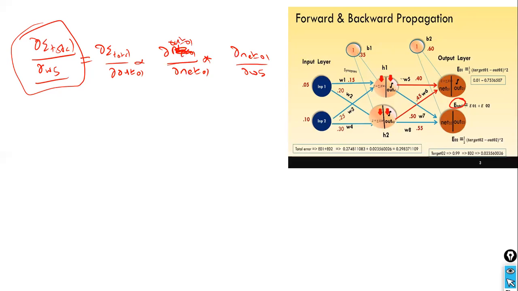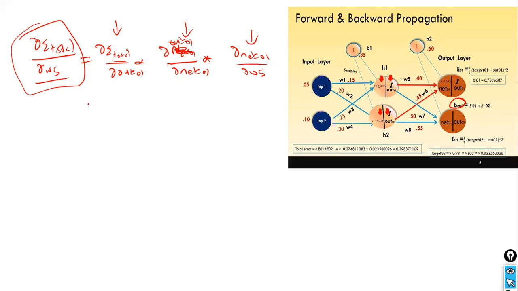Now let us work on each and every derivative here. This composite derivative can be written like this, to know how much change in W5 can affect the error. To know that, we have to use this composite function. We cannot directly compute this one. We need to take the partial derivative with respect to this one, because this one depends on this one and this one depends on this one. First we'll take a look at the E total.